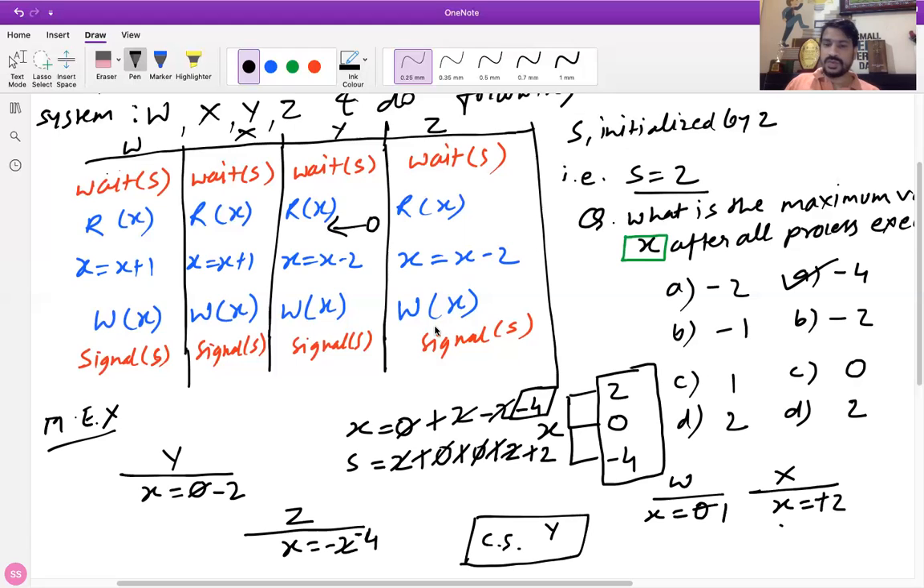So you got the understanding of the importance of the value of S in the critical section. If we are giving a solution related to the critical section, we have to look at the value of S. The value of S should always be initialized to 1 when we want to solve the critical section problem.